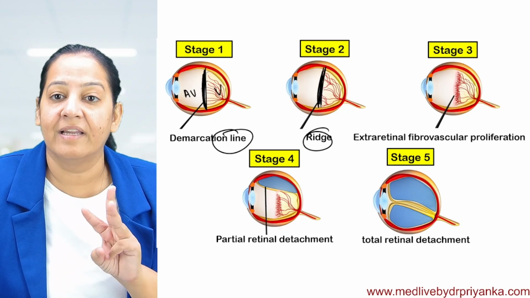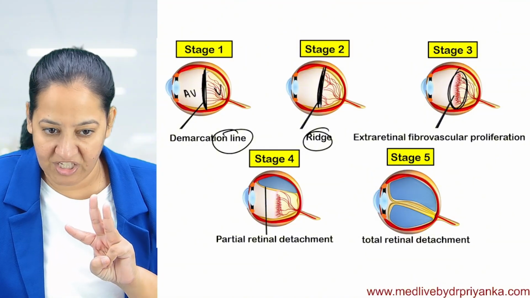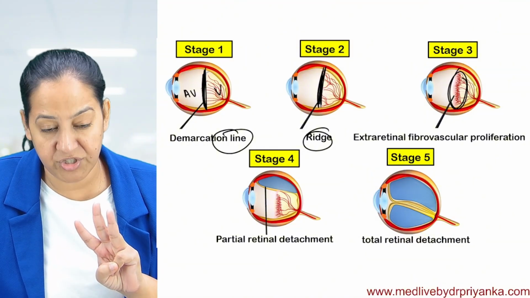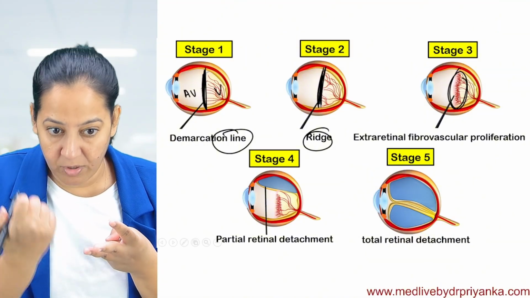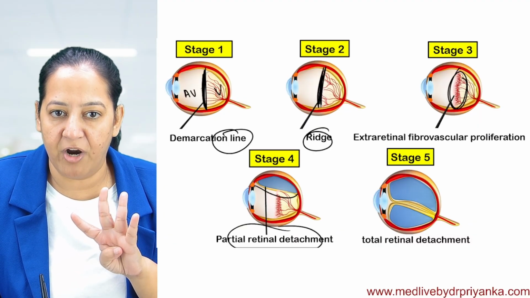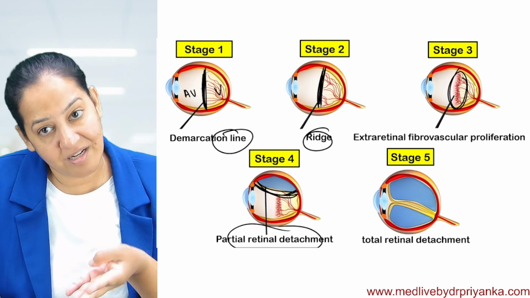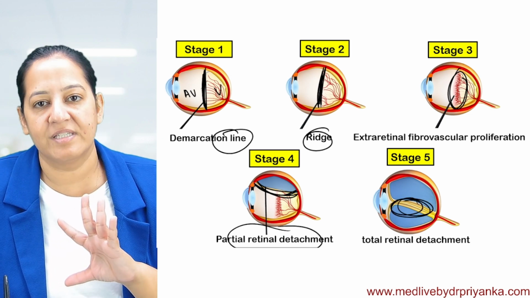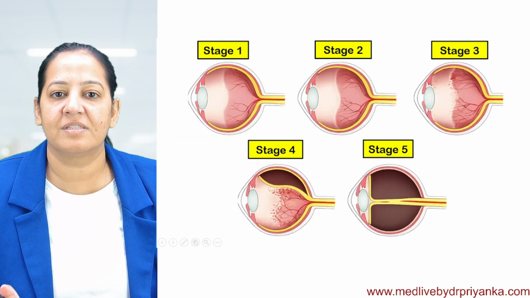Then on that ridge, the neovascularization starts, stage 3. Now that neovascularization converts into fibrosis and fibrosis will contract and there is partial retinal detachment. You can see partial retinal detachment is stage 4 and complete retinal detachment is stage 5. You can see the complete retina is detached. You can see the same over here.